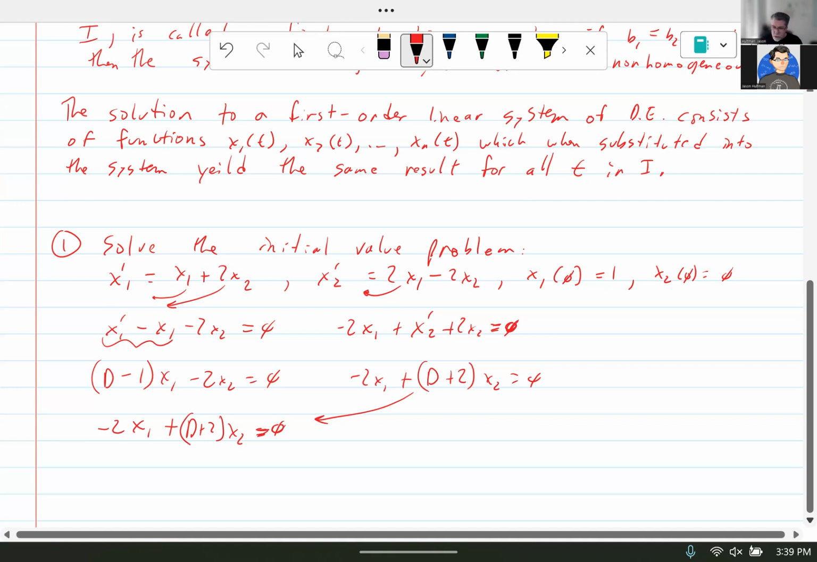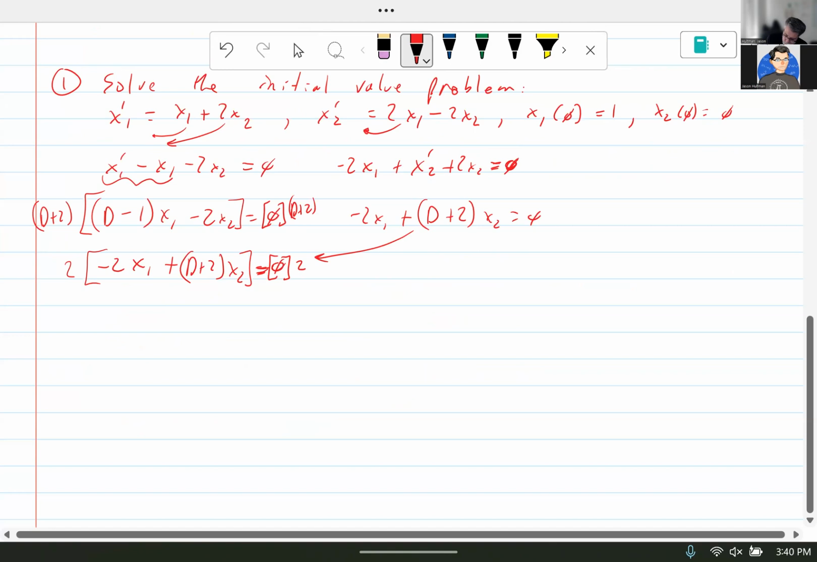So now I'm going to use a process of elimination to eliminate one of these variables. I'm going to eliminate x2. So I need to multiply the top one by D plus 2 and the bottom one by 2, so I get opposites for x2. I could do the same thing to the other side, but it's just going to end up 0.